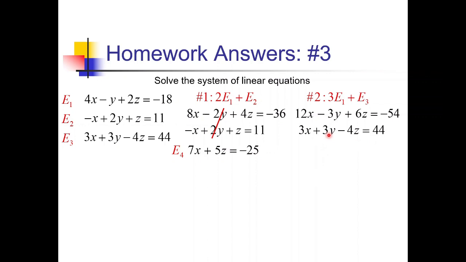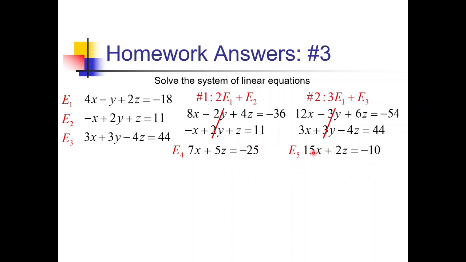Adding these equations together, the y's are canceling. This is 12 plus 3, so 15x. And then we have 6z minus 4z is 2z. And then negative 54 and 44 gives us negative 10. And I'll call that equation 5. So these two equations, I have to solve these ones now.